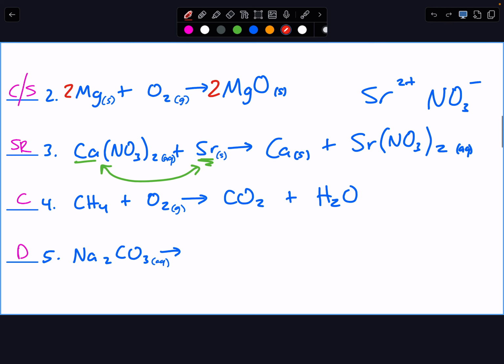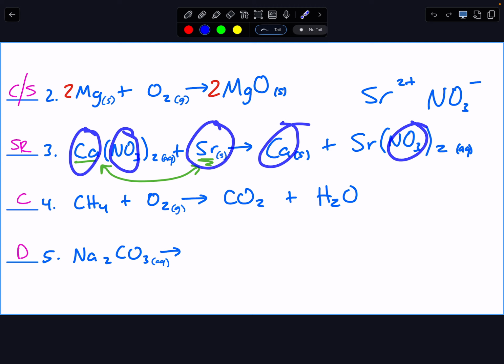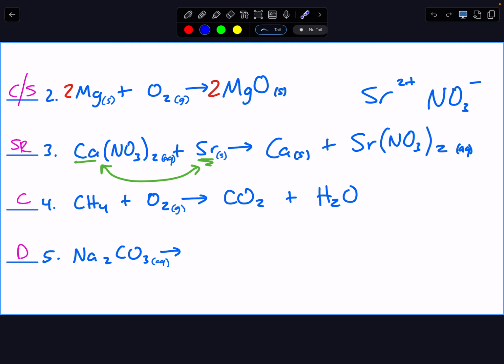Okay, number 3 is balanced? No. How can I fix it? Are you sure? Guys, how many calciums here? 1. And here? 1. So that's fine. How many NO3? 2. And here? 2. That's fine. How many strontium? 1. And here? 1. So it's balanced.